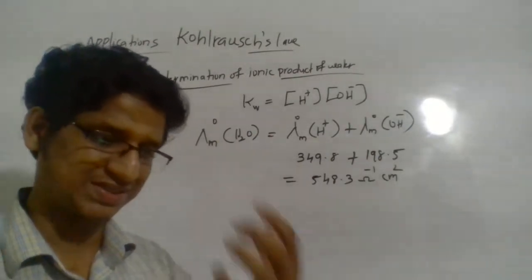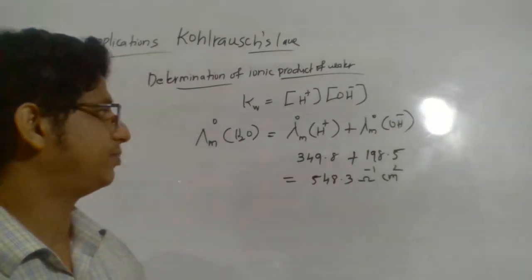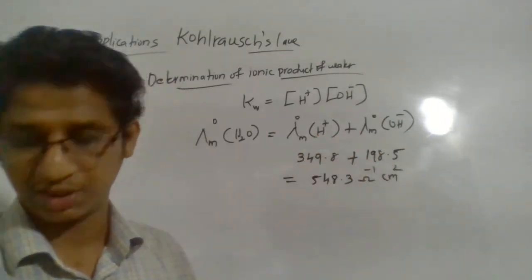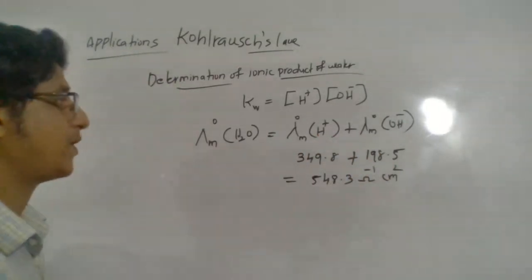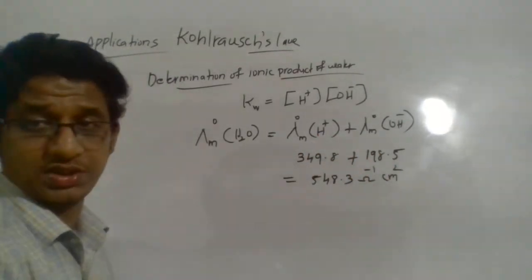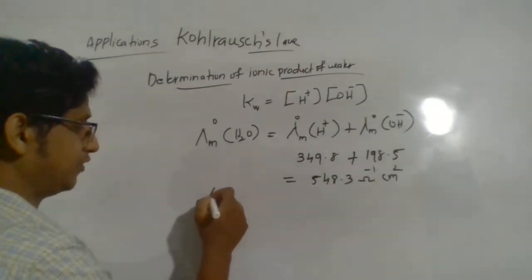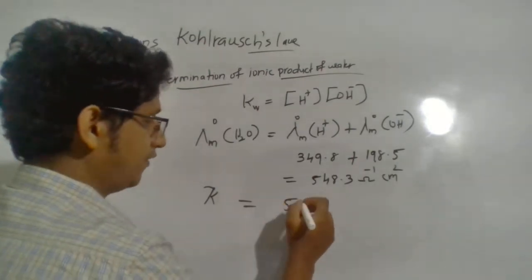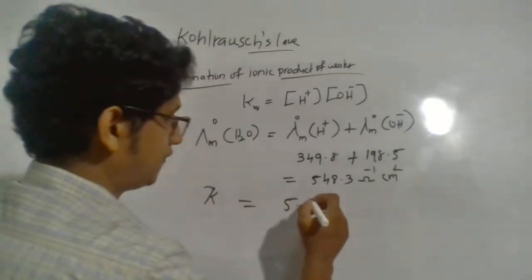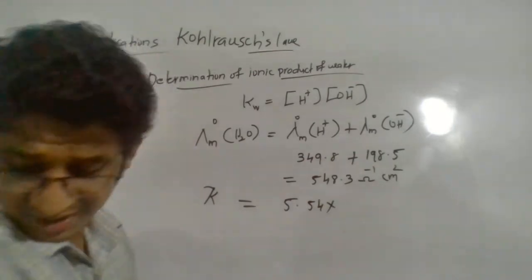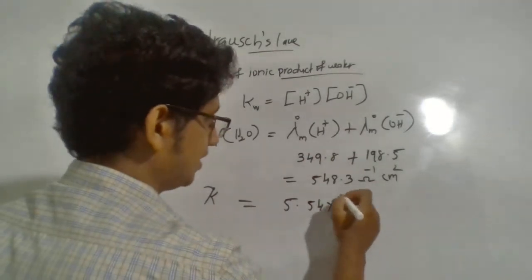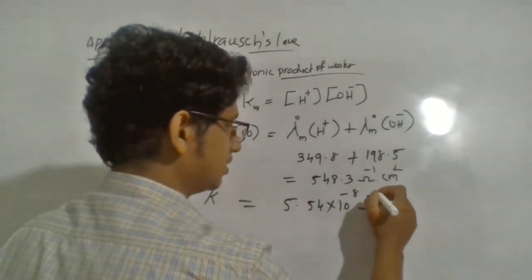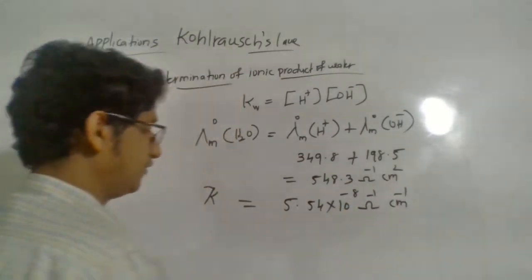You have to imagine some ionization is there. You have to imagine molar conductivity at infinite dilution, where H plus and OH minus definitely contribute. So that's the value of molar conductivity of water at infinite dilution. Now you can find the value of conductivity as well. If you talk about conductivity, it will be 5.54 into 10 raised to minus 8 ohm inverse centimeter inverse. This is the value of conductivity.